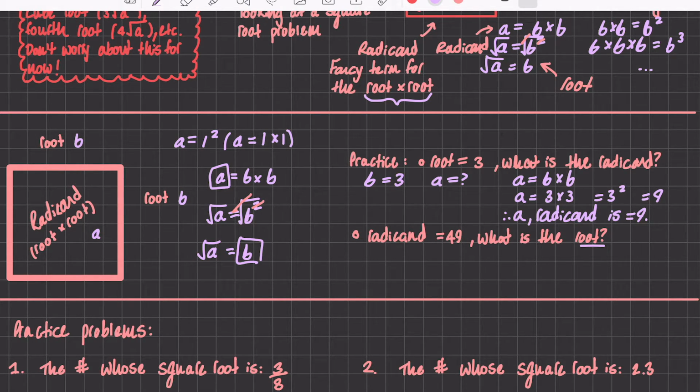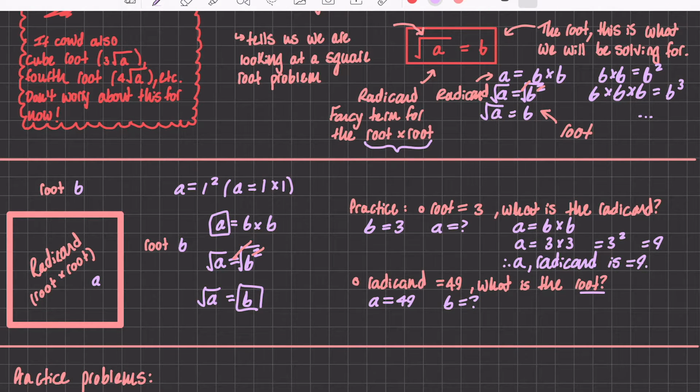So we're going to write down our variables. The letter I've assigned to the radicand is a, so a is equal to 49. What is the root? Well, what's b? The root, the variable that I've assigned to the root, is b. So let's find a relationship that solves for b. If we look to the left here, we can see that the relationship that solves for b is the square root of a. b is equal to the square root of a. So that means b is equal to the square root of 49.